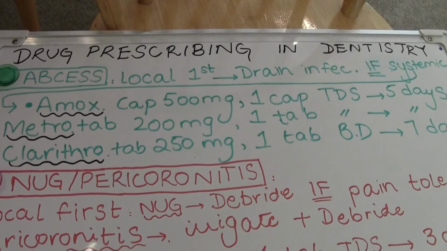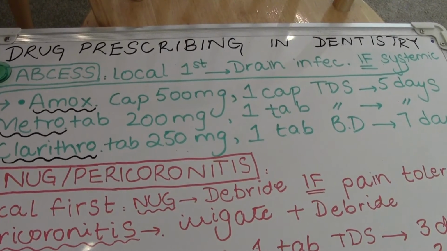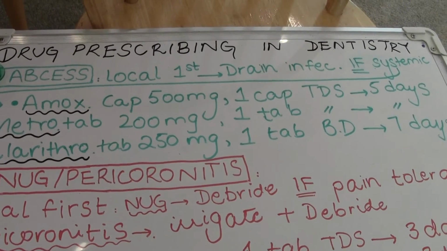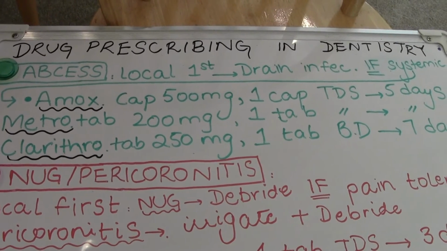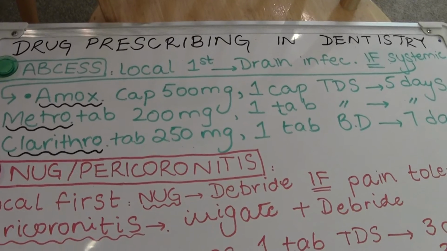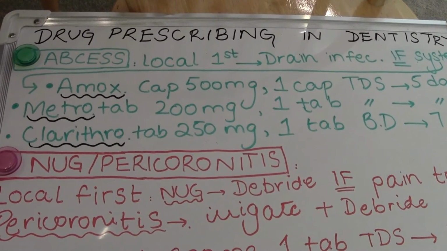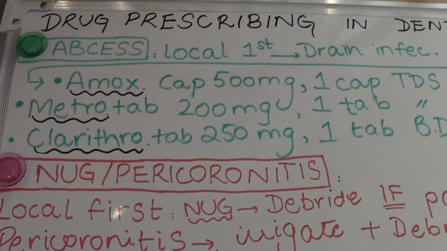Okay, now coming to metronidazole, we give 200 milligrams of the tablet, 1 tablet, 3 times a day for 5 days. You can of course work out how many tablets that is. If we're giving 1 tablet 3 times a day for 5 days, that makes it 15 tablets. Now, amoxicillin is the first line drug when it comes to abscesses.